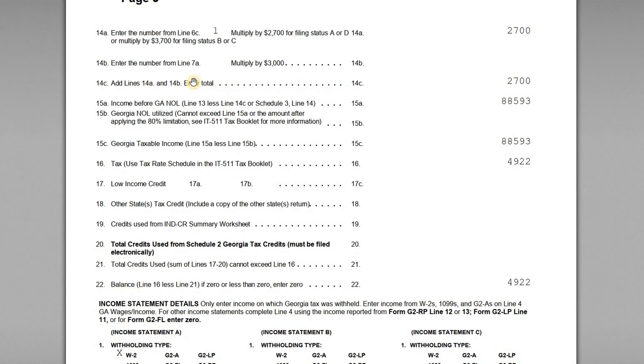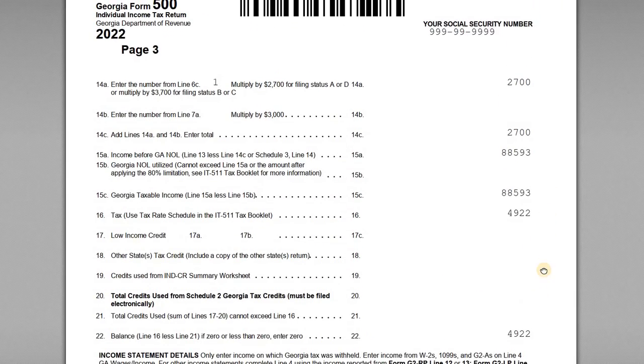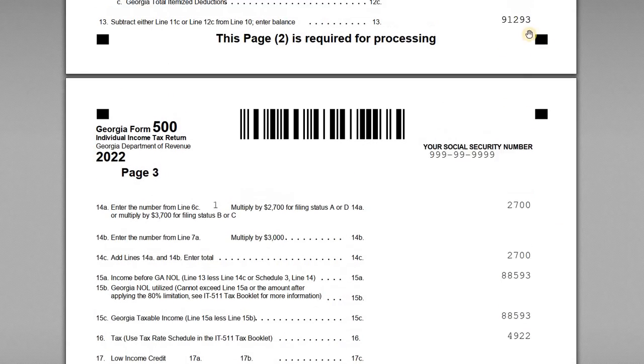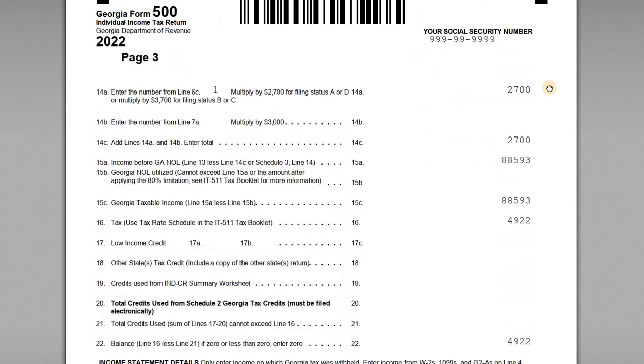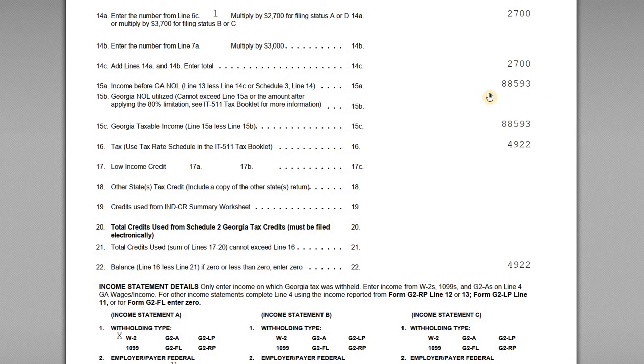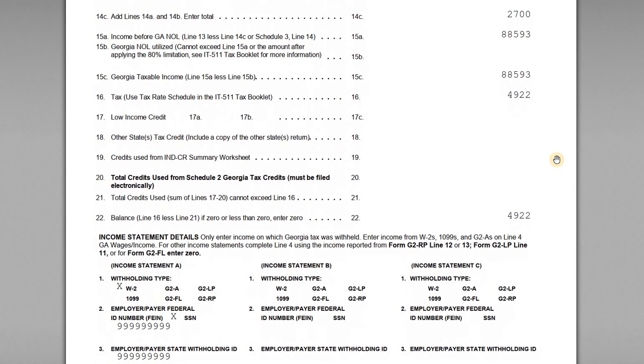Then as far as personal exemptions, right, enter the number from line 6C. He's only got one, and you multiply it by $2,700 if your filing status is either A or D. His filing status is A, right? He's a single filing taxpayer. So $2,700 times 1 is going to be a $2,700 exemption. So now $91,293 minus the $2,700 leaves us with line 15A of $88,593. And so that is our Georgia taxable income.